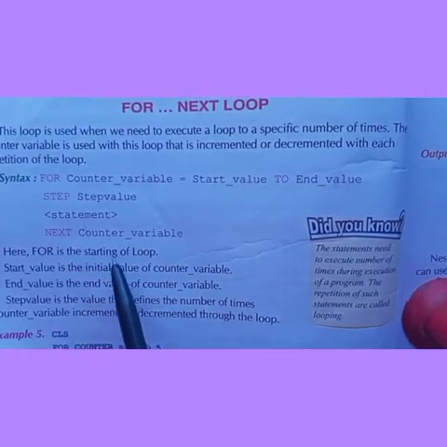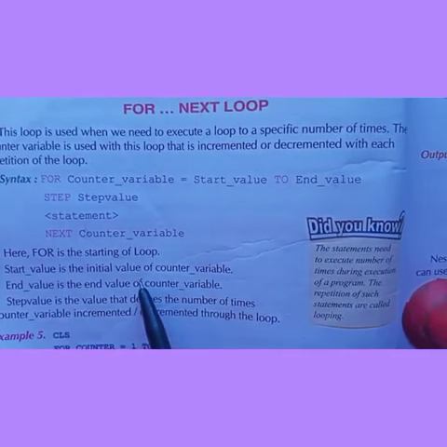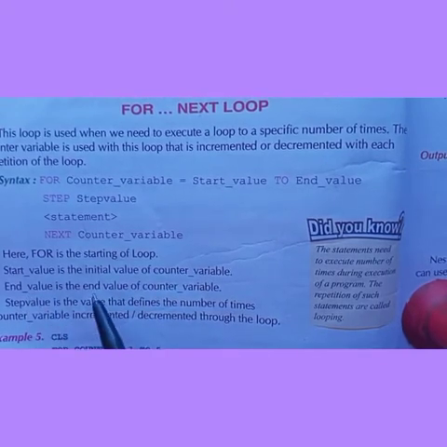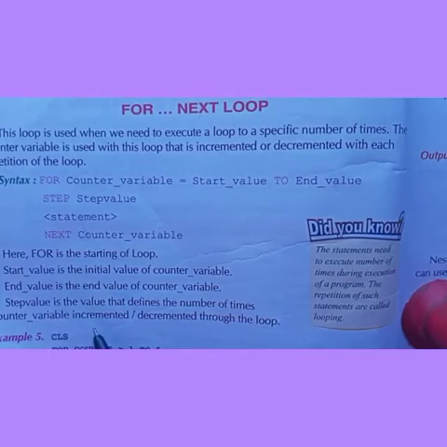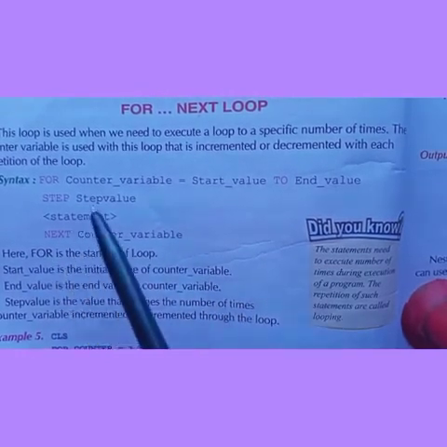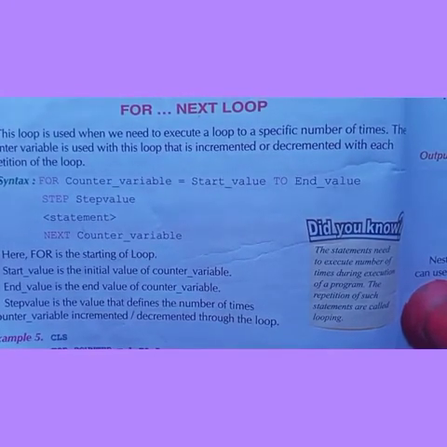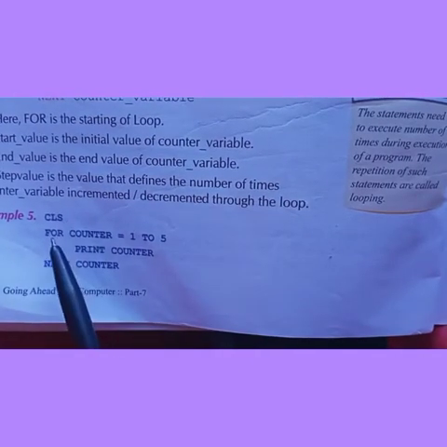So FOR is the starting of the loop. The start value is the initial value of the counter variable where the counting will begin. The end value will end the counter variable, and the step value is going to increment or decrement. This is somewhat what I told you while explaining. Now we should understand this through an example. You can see the example given over here in your book.